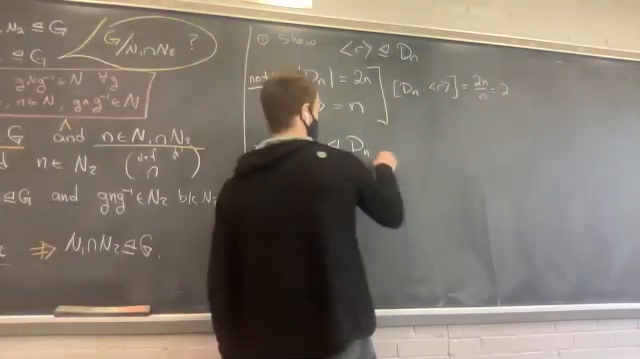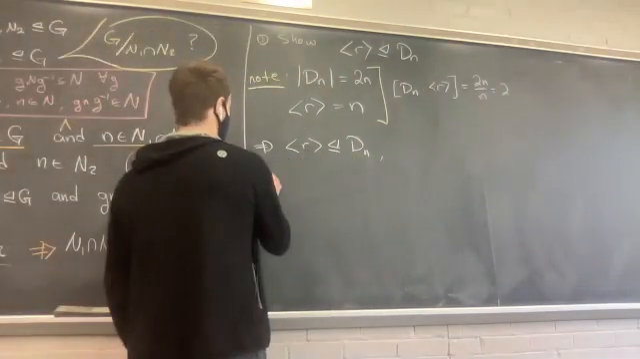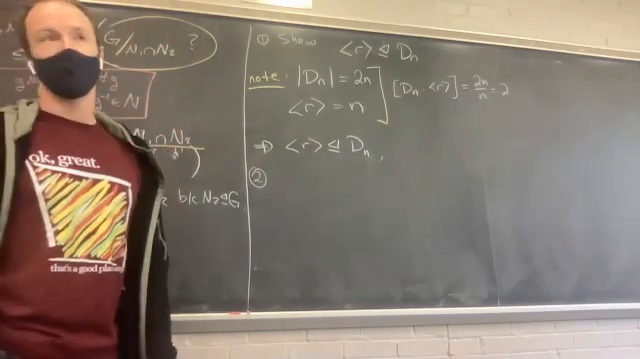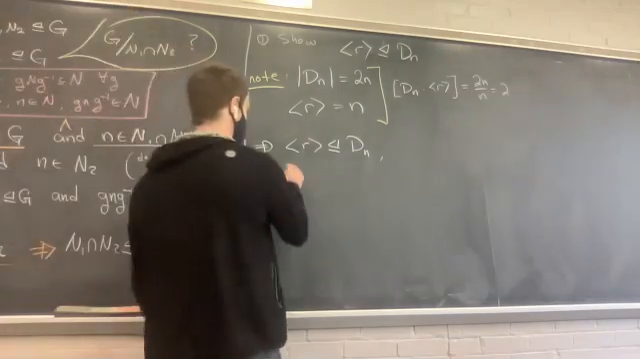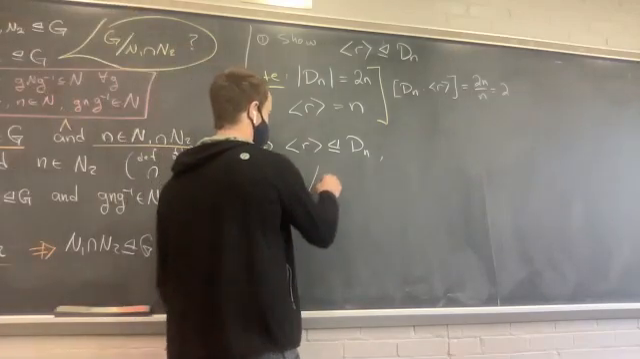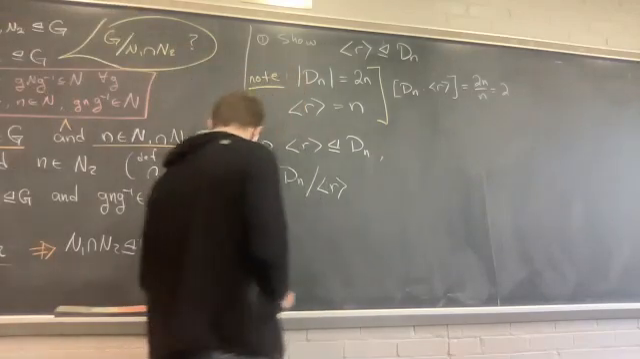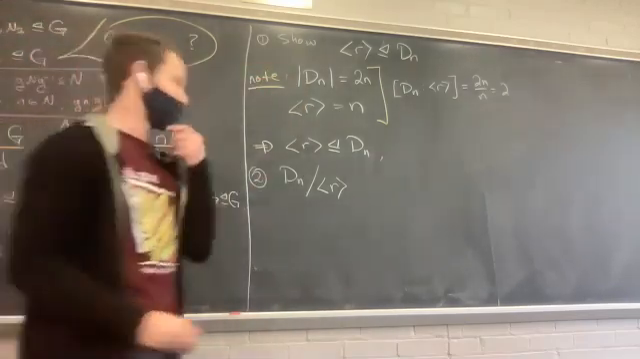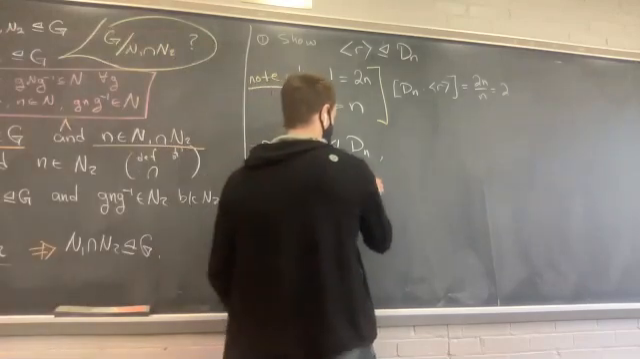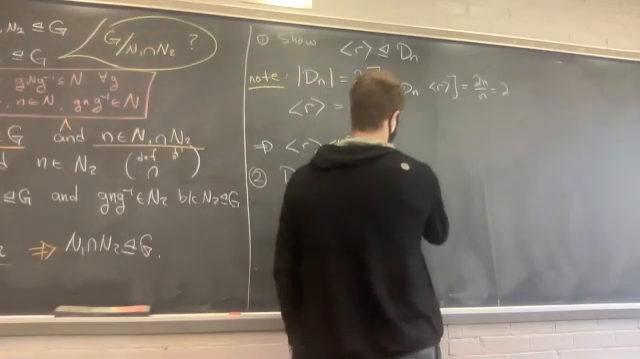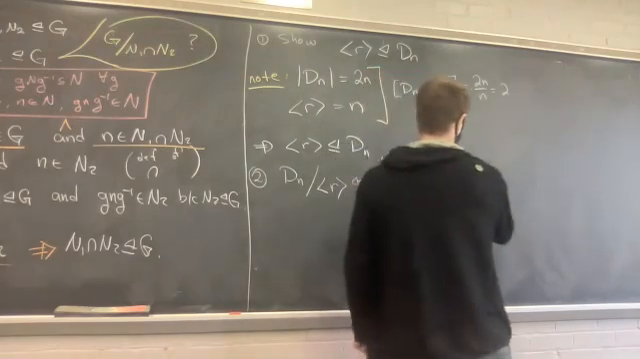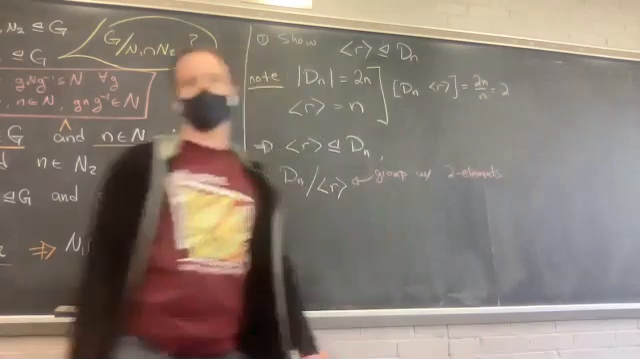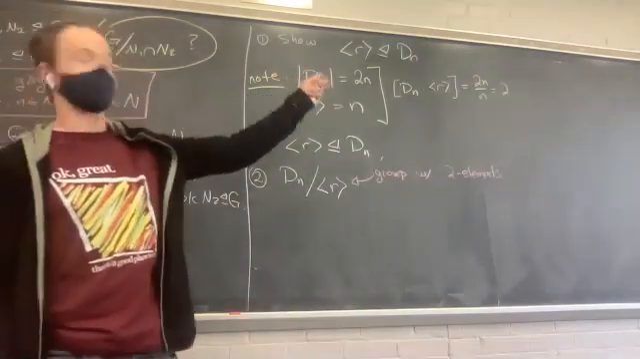And furthermore, if you've got a normal subgroup, that means that you can do the next thing, which is look at the quotient group. So let's look at Dn mod R. And by the index, we know exactly how many elements there are in this. So this is a group with 2 elements, right? 2, because the index is 2.